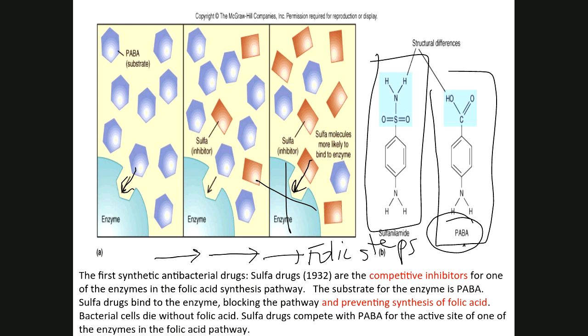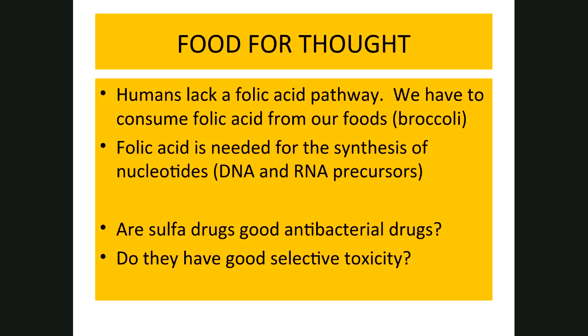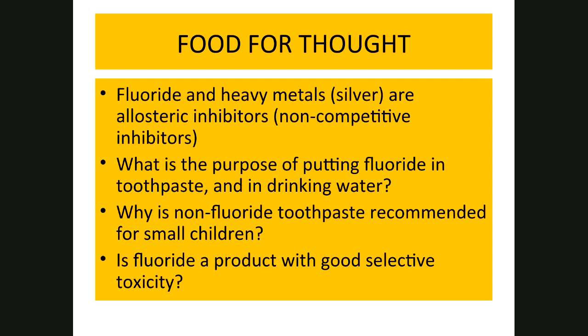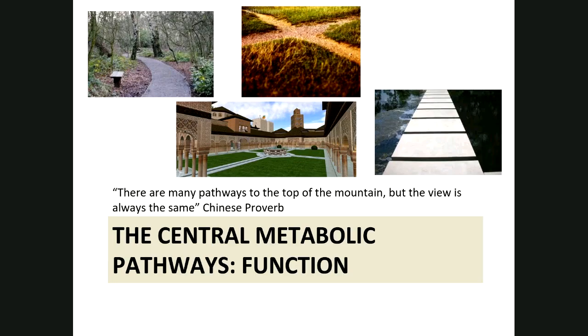Folic acid is needed for the synthesis of DNA and RNA, for that matter. So the cell will stop dividing and die. So we have examples of a non-competitive inhibitor in fluoride, and an example of a competitive inhibitor in sulfa drugs.